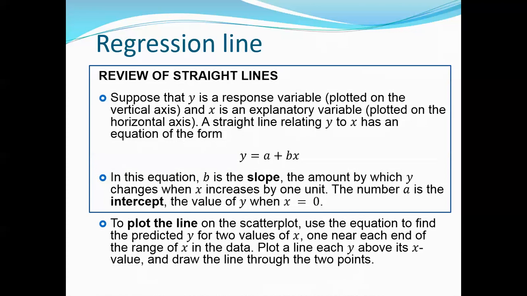To plot the line on the scatter plot, use the equation to find the predicted y for two values of x, one near each end of the range of x in the data. Plot each y above its x value and draw the line through the two points.